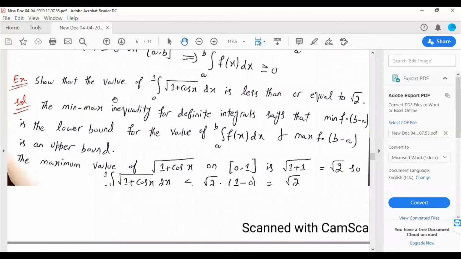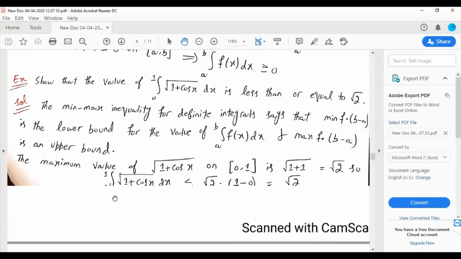Now here is an example that shows that the value of the integral from 0 to 1 of the radical 1 plus cos x dx is less than or equal to the radical 2. So we can apply the min-max inequality for the definite integrals, which says that the minimum of the function multiplied by b minus a is the lower bound for the value of the integral a to b f of x dx, and the maximum of the function multiplied by b minus a is the upper bound. So the maximum value of the function under the radical 1 plus cos x on the interval 0 to 1 will be 1 plus 1, that is equal to the radical 2.